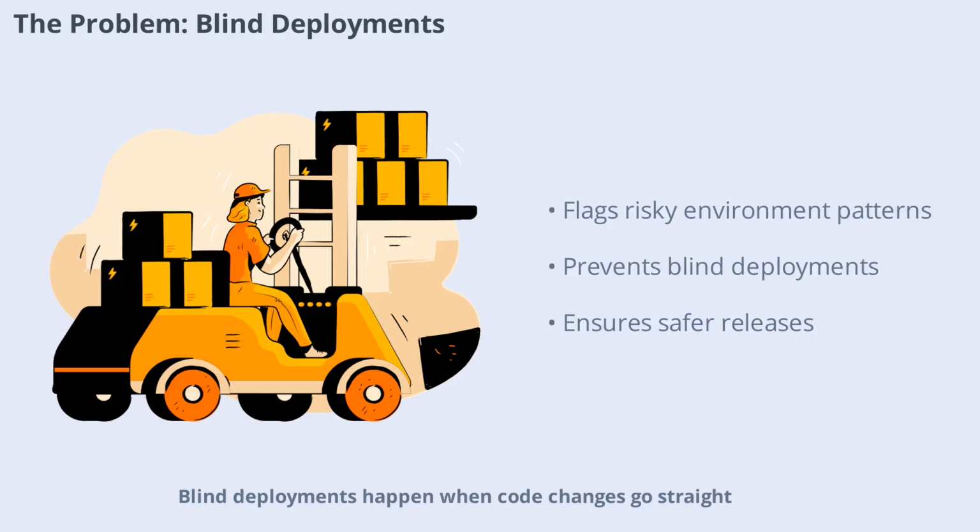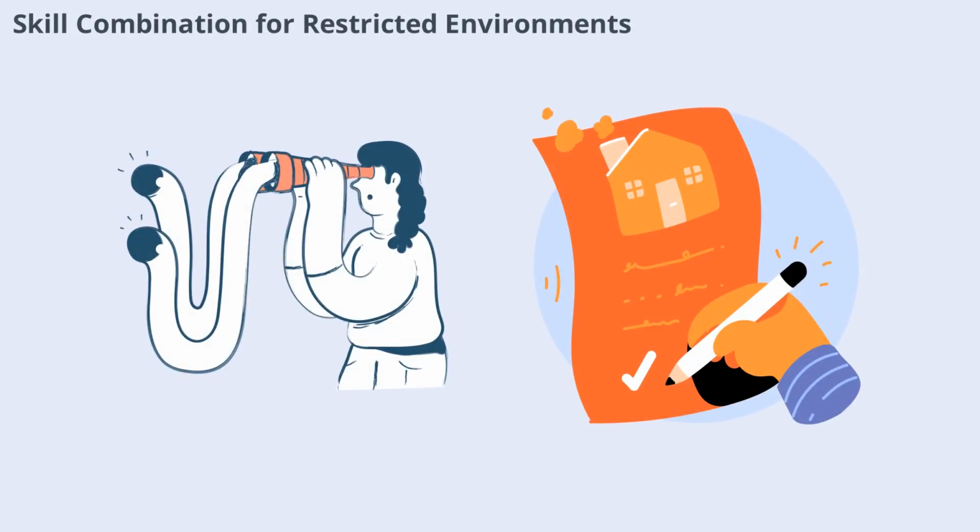Blind deployments happen when code changes go straight to production without thorough testing in a production-like environment. This is common in regulated industries like finance or healthcare. One wrong assumption about environment configuration can lead to incidents. Claude Code Skills help you catch these issues early by flagging environment-sensitive patterns, missing defaults, and risky changes before deployment, even when you can't access the target environment.